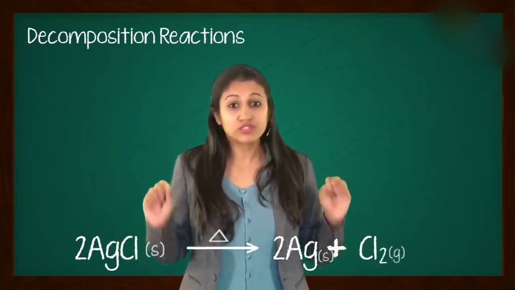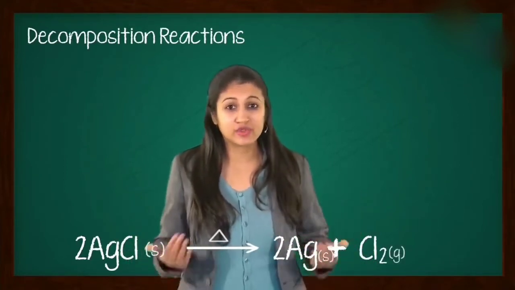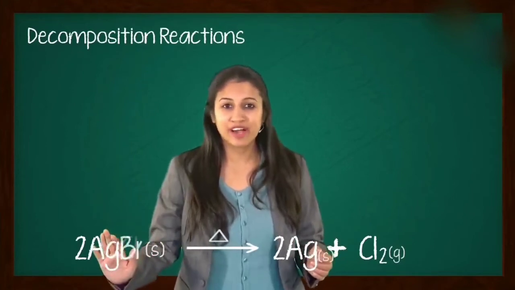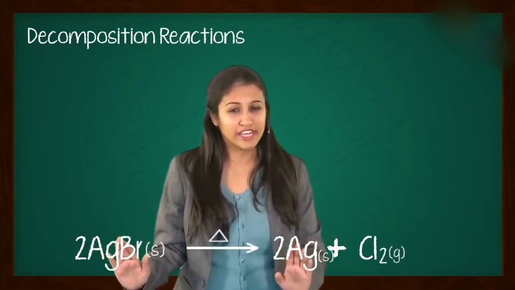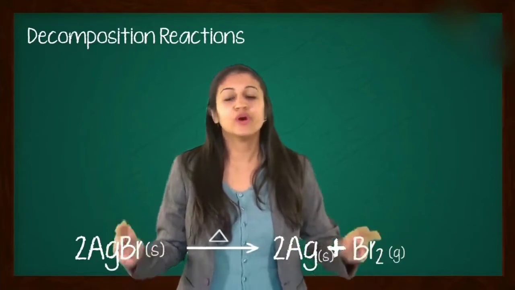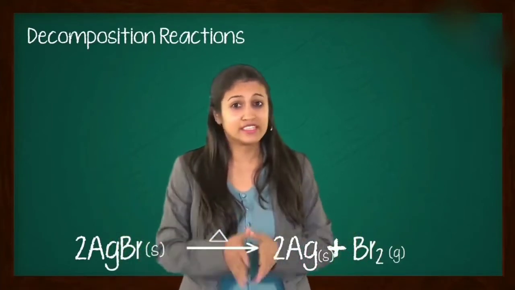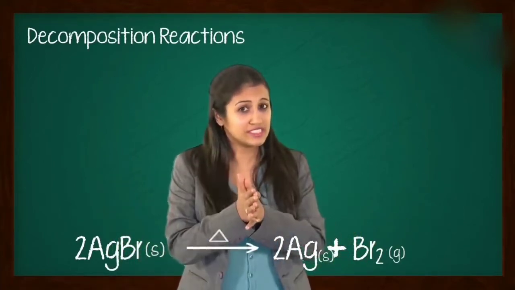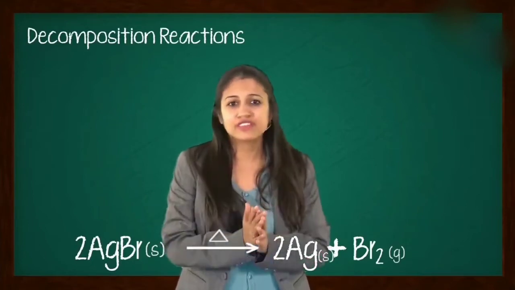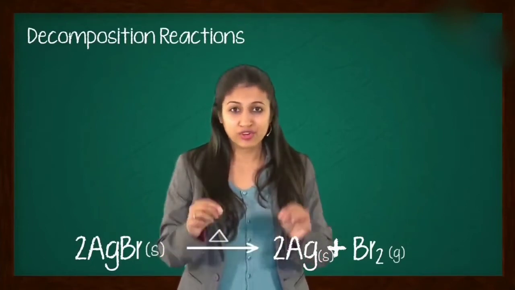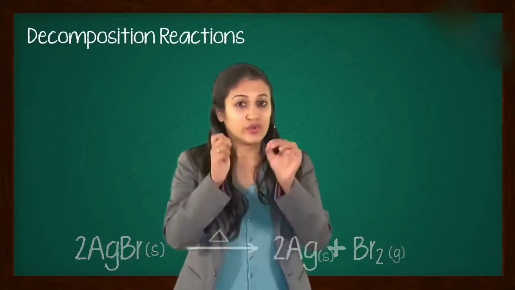Now, silver bromide also behaves in the same way, and in that case, you can represent it as 2AgBr in the presence of sunlight will give you 2Ag plus Br2. Put the physical states. Do not forget that. There is a very, very interesting use for this reaction. You may know this. They are used in black and white photography, and I'm going to give you a little task. You need to go and find out how that exactly happens.